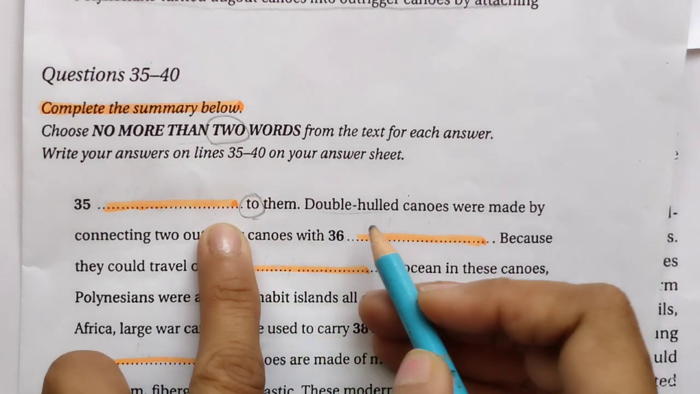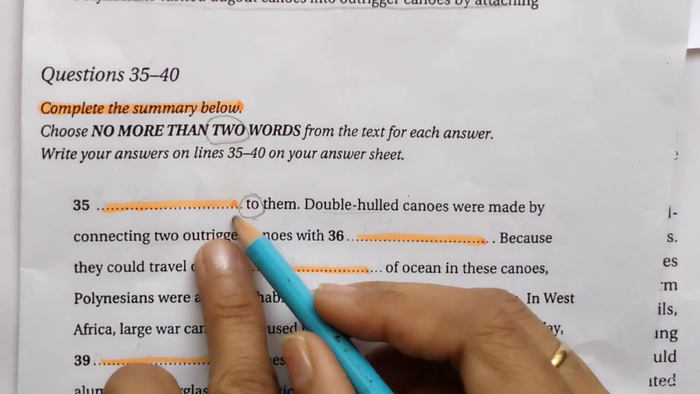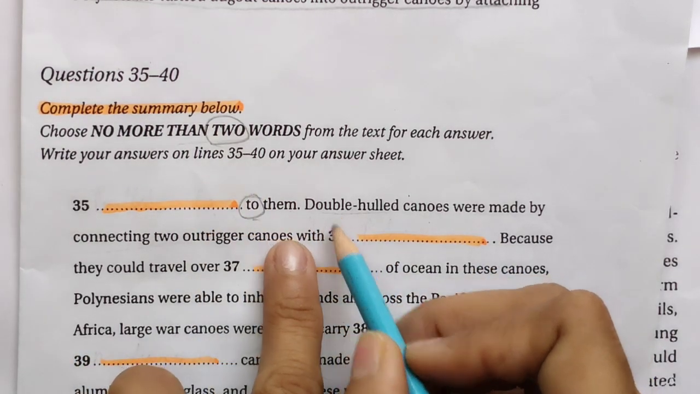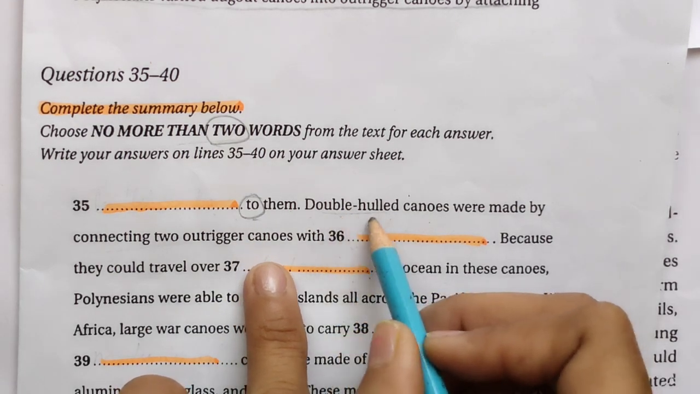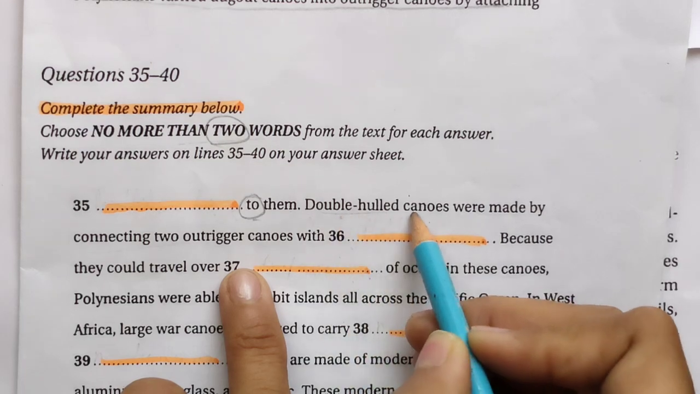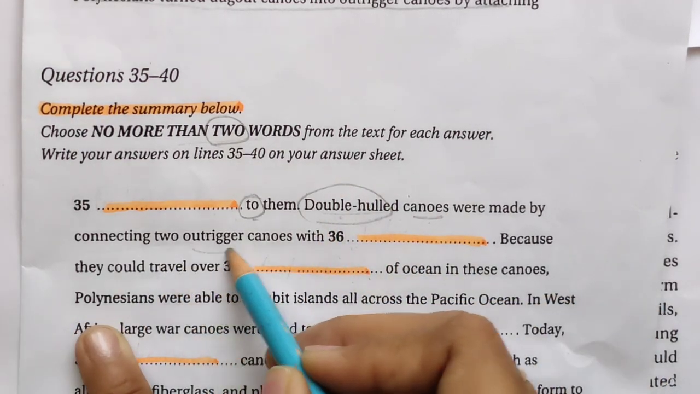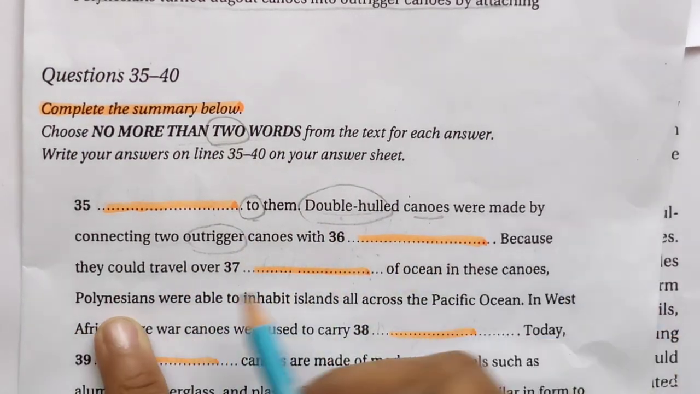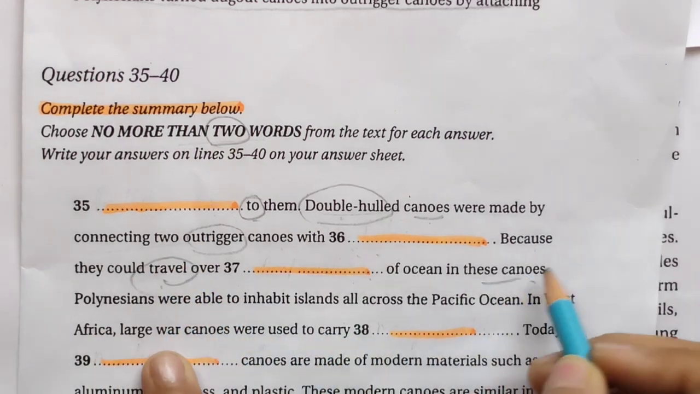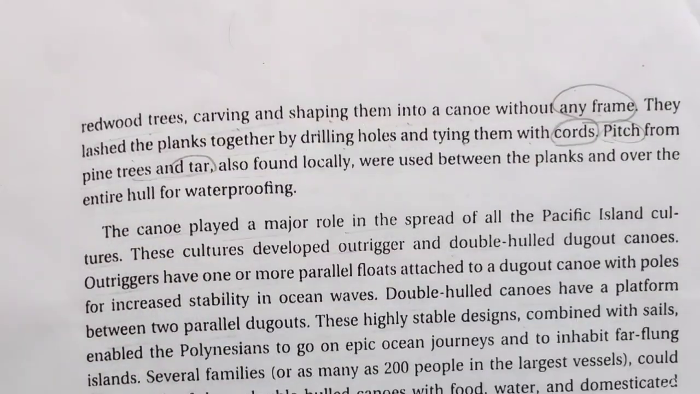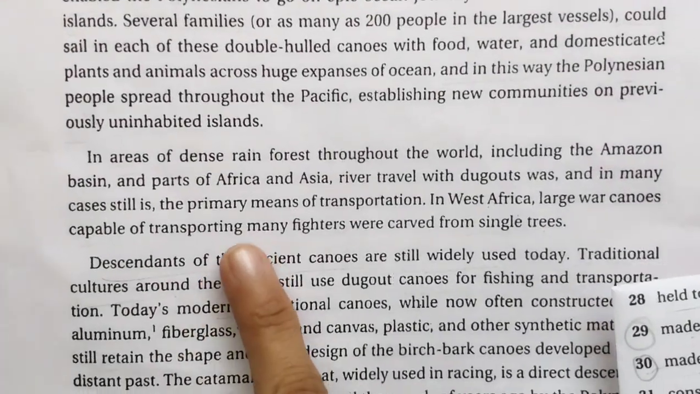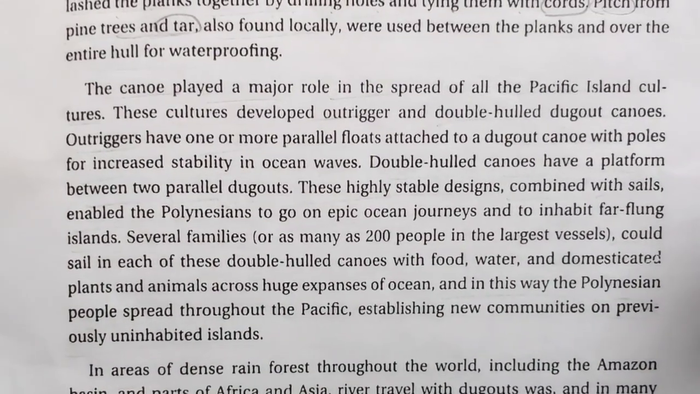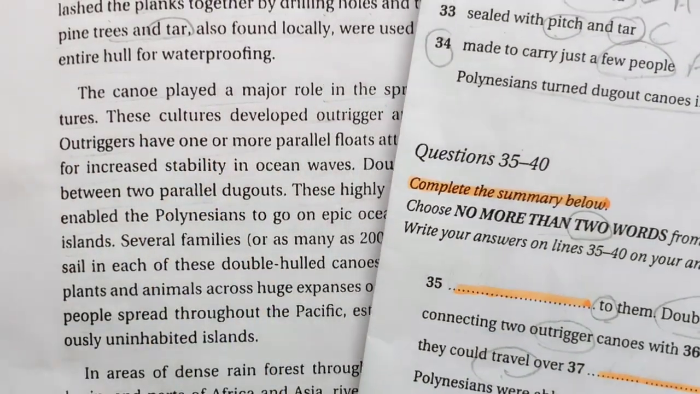Question 36, let's see, because we have to read 2-3 lines, 2-3 sentences, so that we can get some keywords. Double-hulled canoes were made by connecting outrigger canoes with dash because they could travel the ocean in those. Okay, so now you can see 2 paragraphs are left, this and these three paragraphs are left. It means the location may be starting from these last three paragraphs.